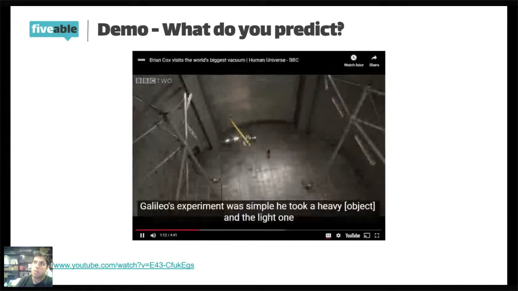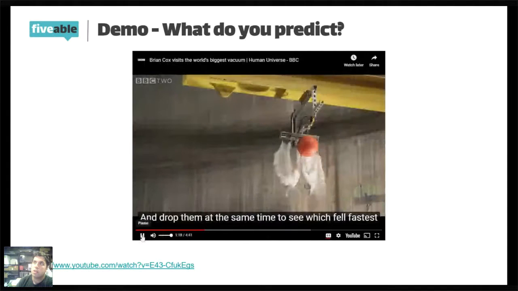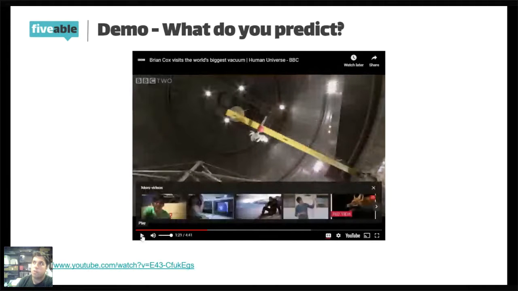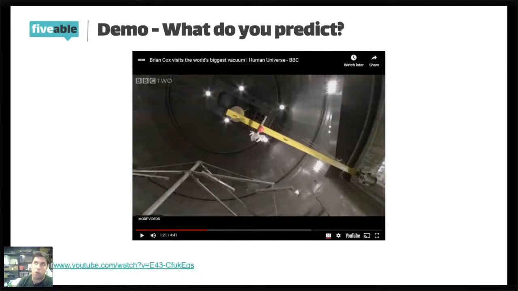All right, so here's our experiment. It was simple. He took a heavy object and a light one and dropped them at the same time to see which fell fastest. All right, so first prediction, which one's going to fall fastest? So this is no tricks. It's pure air in there. There's nothing going on. Which one do you think is going to fall faster?